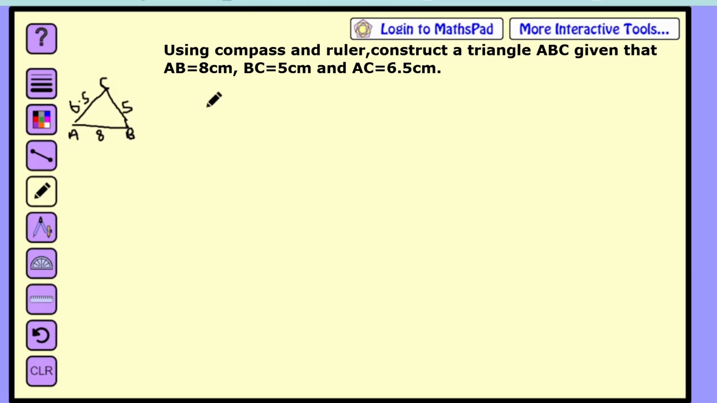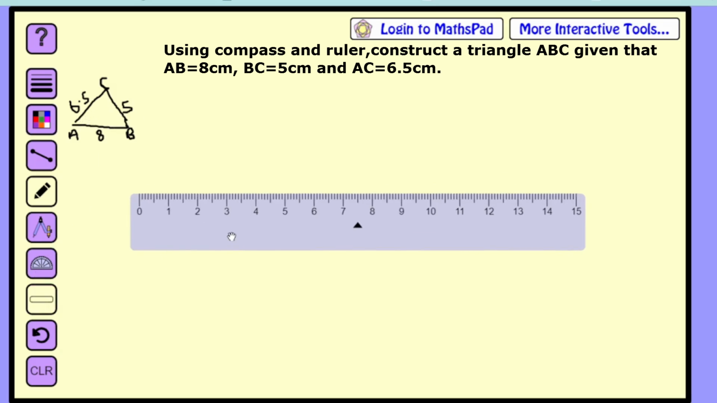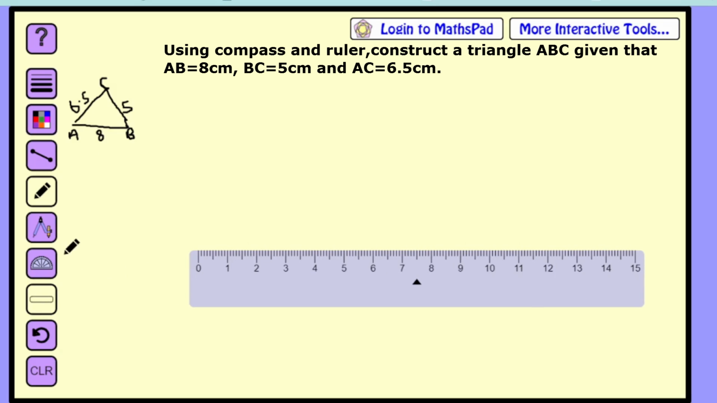But the first thing that you normally do is do a little sketch of how your triangle will be. So my base, I chose AB to be my base of 8 centimeters. So I'm just going to go ahead and do that. Now, we know that we can draw line segments by just using our ruler. But the fact that the instruction says using a compass and a ruler, then we have to go that route.